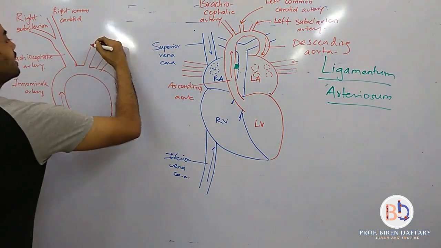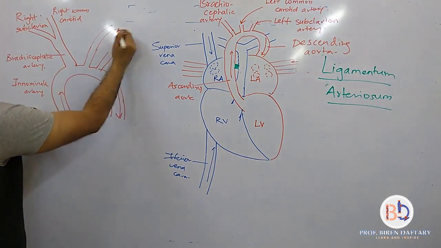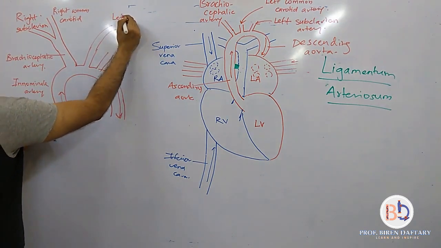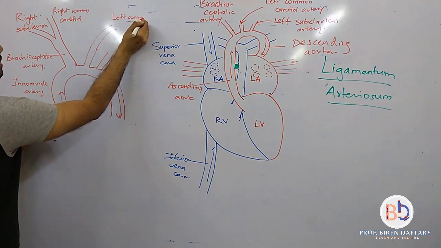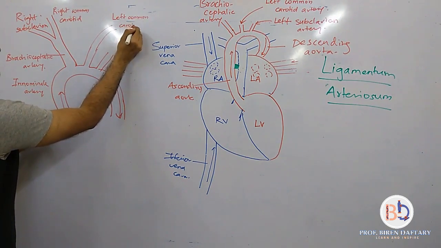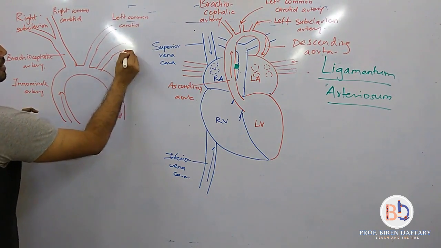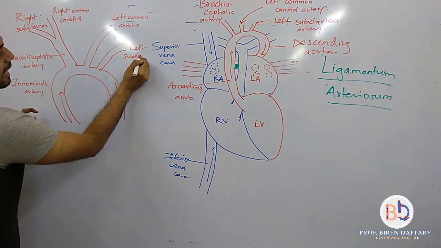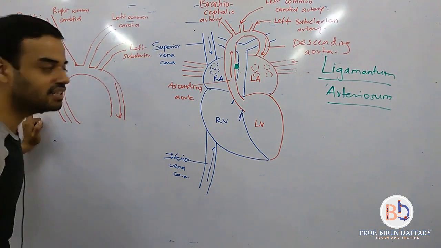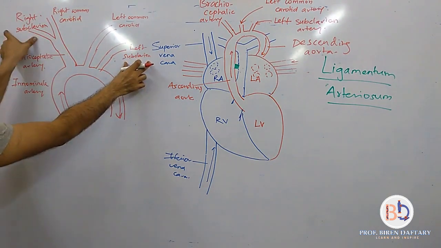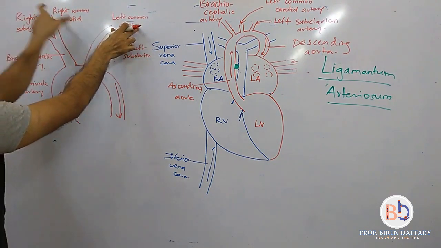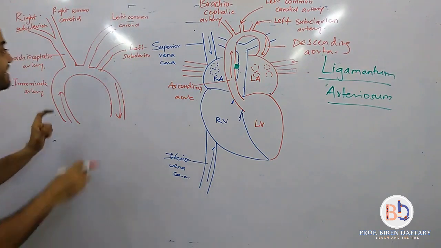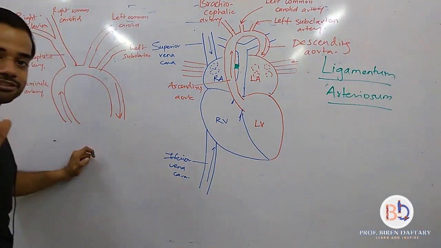Now your two other arteries are over here. This is called the left common carotid artery, and this is your left subclavian artery. Now is this clear? Left subclavian, right subclavian, left carotid, right carotid. This is just a trunk, the brachiocephalic.